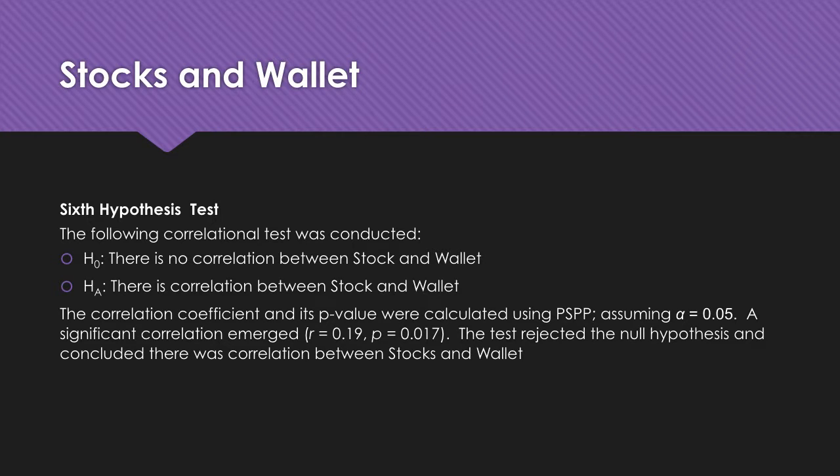The last test performed was the stocks and wallet. The null hypothesis, there's no correlation between stock and wallet. The alternative, there is correlation between stock and wallet. So R here and P were found using the software. R equal to 0.19 and P 0.017. So here we found out a significant correlation emerged, and the test rejected the null hypothesis, which means that there was actually a correlation between the stocks and the wallet.